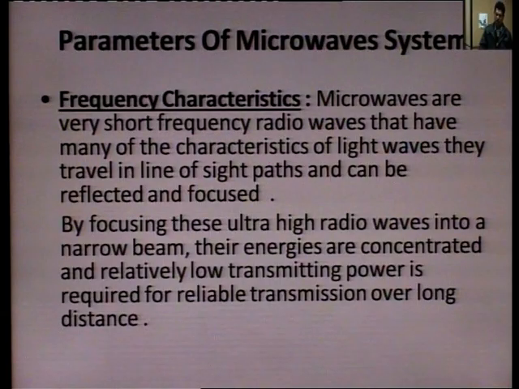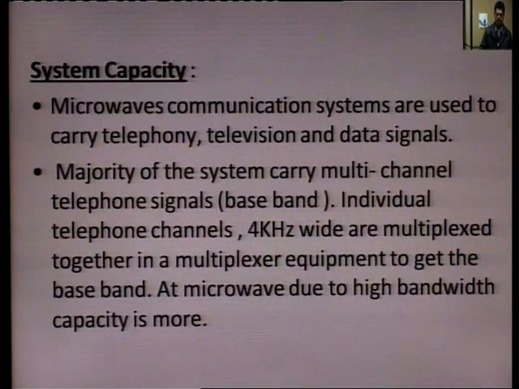Because microwaves can be focused into narrow beams, their energy is concentrated and relatively low transmitting power is required for reliable transmission over a long distance. However, at low frequencies the waves generally spread. As a result, the free space losses are more, whereas in the case of microwaves, they can be focused into a fine beam. So, as a result, a low power signal is required to transmit from one end to another. So, next is system capacity.